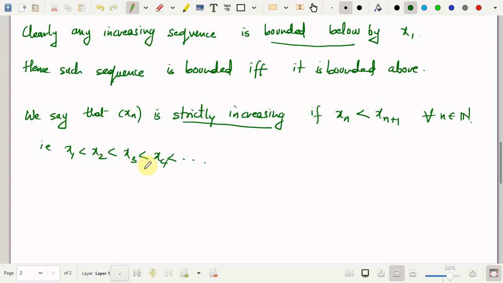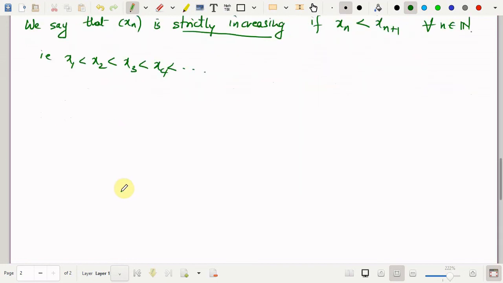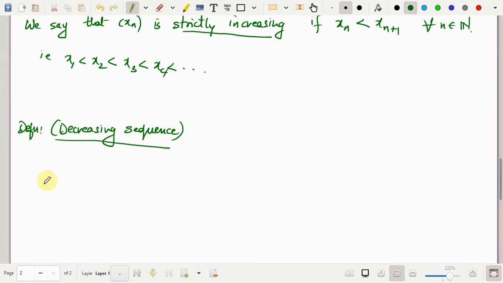So a constant sequence won't fall in this category, and therefore it's not strictly increasing, although it's an increasing sequence. Okay, now the very analogous term that we define in this context is decreasing sequence. So we see the definition of decreasing sequence. It is just similar to what we have defined in the above definition. Instead of increasing, you will have decreasing.